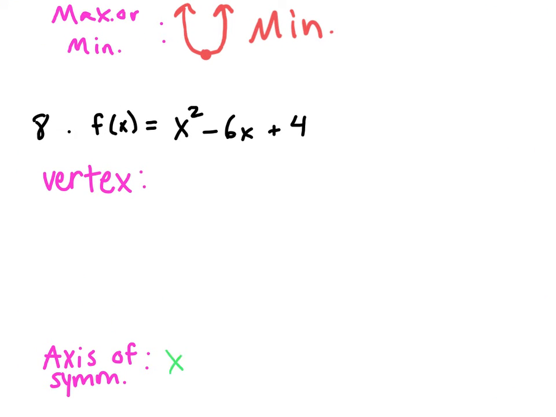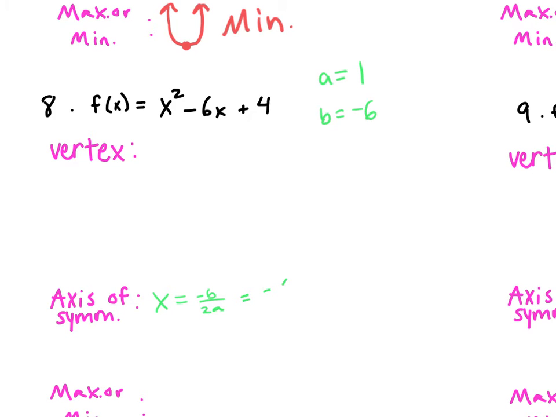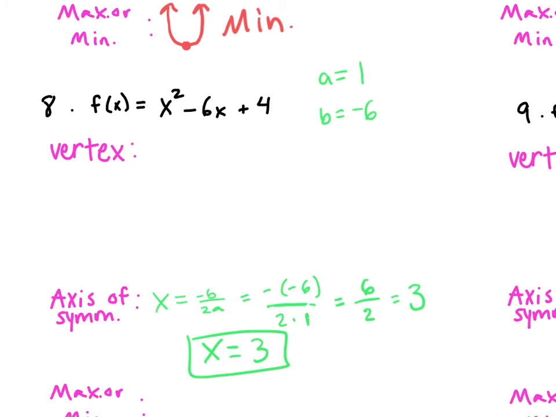So first thing, axis of symmetry, x is equal to negative b over 2a. What's our a? 1. What's our b? Negative 6. So we have negative 6 over 2 times 1. What happens to that negative 6 on top? Positive 6. And what's 2 times 1? 2. What's 6 divided by 2? 3. So our axis of symmetry is x is equal to 3. So our first number in our vertex is 3.